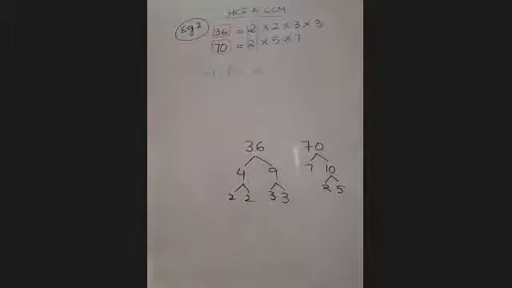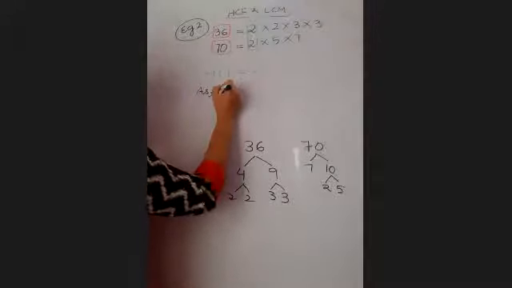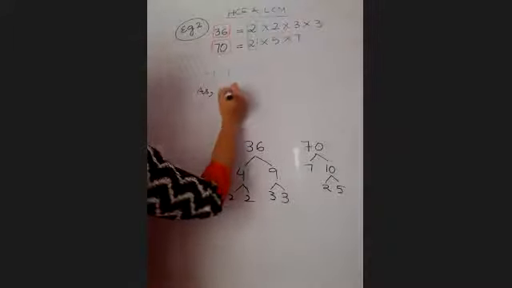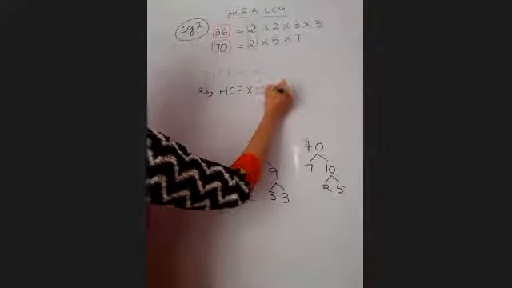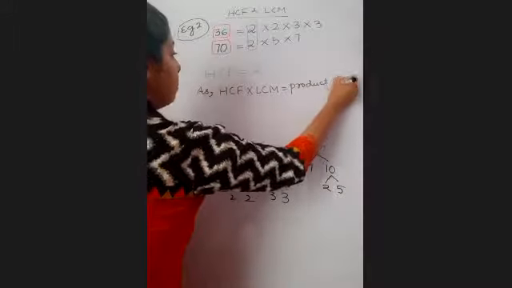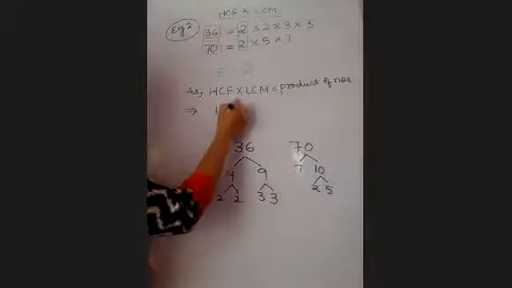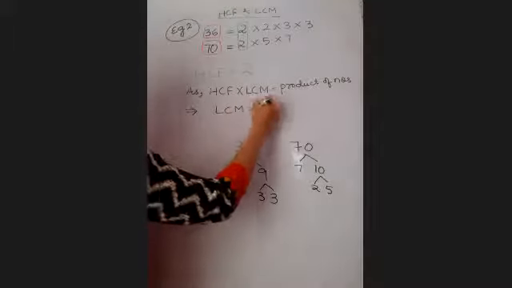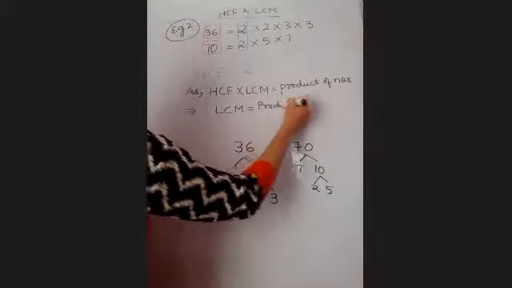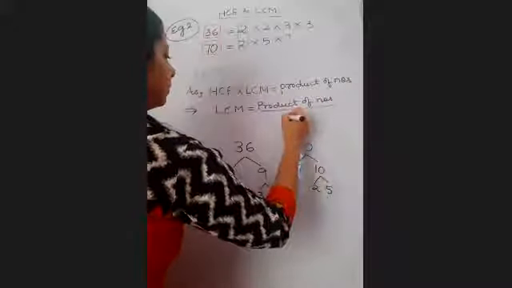Right? Now we need to find LCM. To find LCM, I would like to use the formula as HCF into LCM is equal to product of numbers. This is valid only for two numbers, not for more than two. Okay? So this gives me LCM is equal to product of numbers divided by HCF? Yes, ma'am.